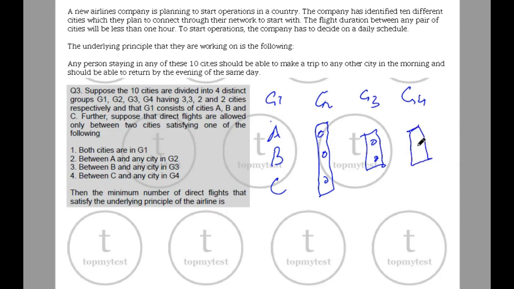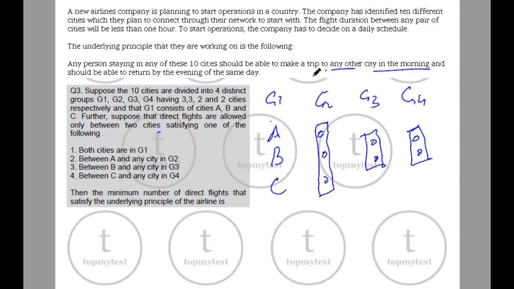Now, the only flights that are allowed are these. If both the cities are in G1, among G1 flights are allowed as it is. Between A and any city in G2, between B and any city in G3, and C and any city in G4. Remember, it should be both to and from. In the morning there should be to and fro flights, and in the evening also there should be to and fro flights. This is the underlying principle: from any city to another city in the morning, and the same in the evening.